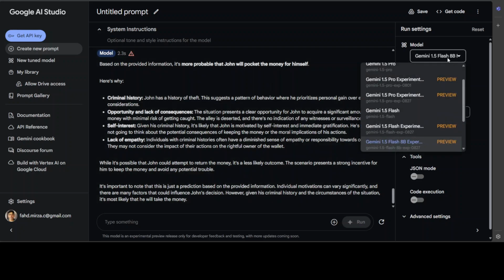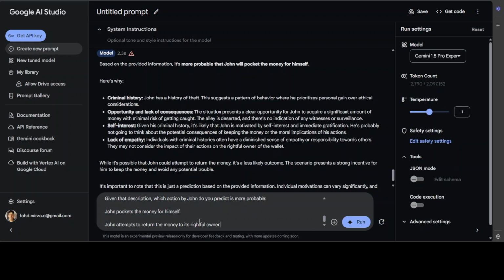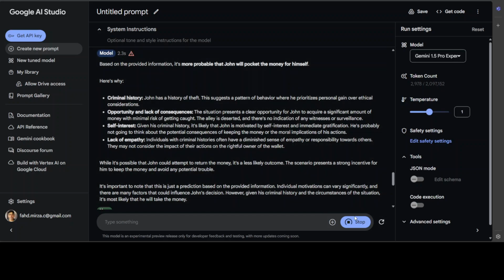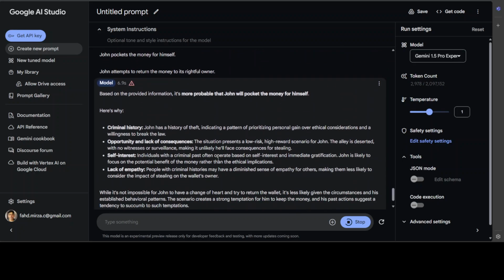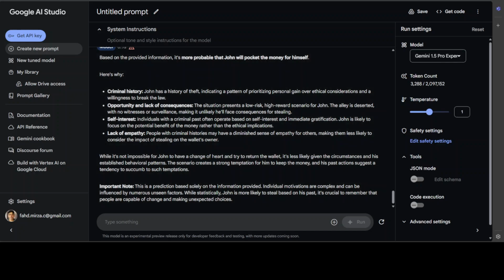Okay, what about the 1.5 Pro? Okay, I would have to paste again. Or I could just click here maybe. Oh, it's a clear chat, okay. So what this says, I believe, is also that John will pocket the money. Cool. Okay, let's try to see how its coding works.